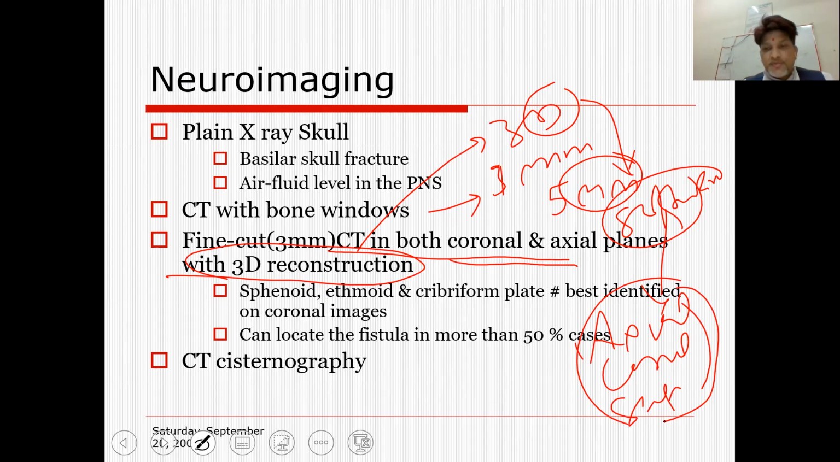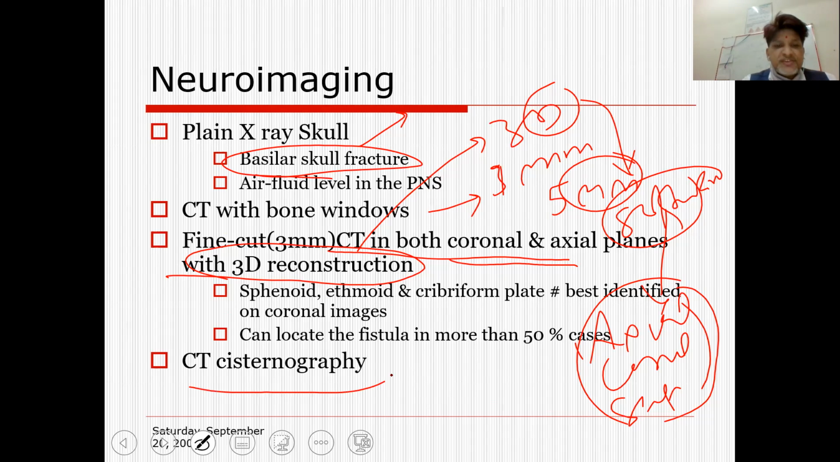This is now widely available in most of the centers which have a CT scan facility. This is especially important in case of a facial fracture or skull base fractures, because this 3D reconstruction will give you all of the details which are involved in a fracture, especially facial fractures.